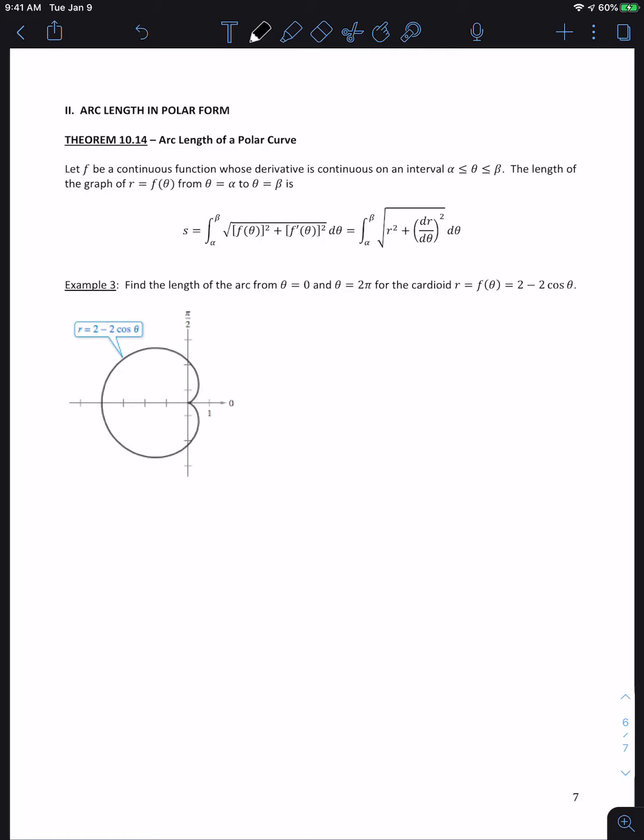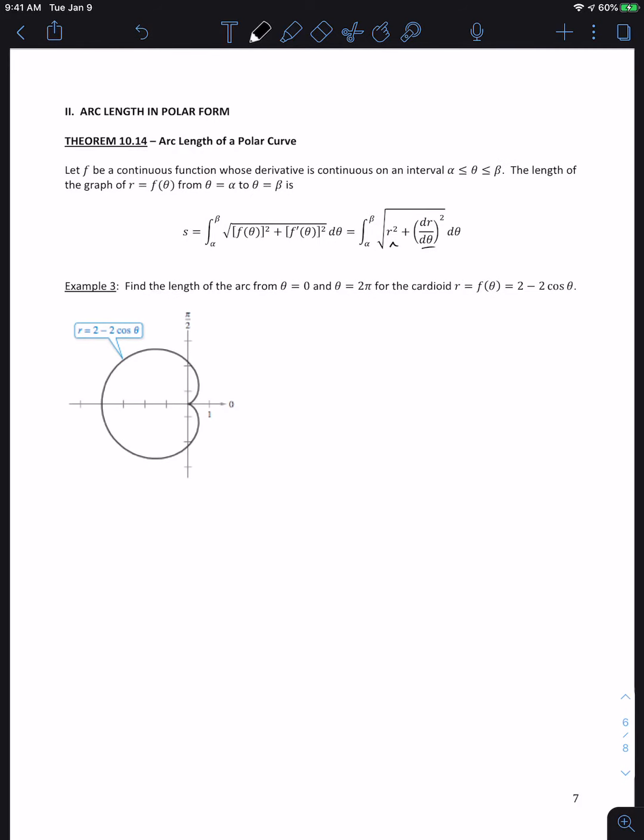Theorem 10.14. Let f be a continuous function whose derivative is continuous on the interval where theta lies between alpha and beta. Then the length of the graph r equals f of theta from theta equals alpha to theta equals beta is the integral of the square root of the function squared, or the radius squared, because the radius is the function, plus the derivative squared. In other words, we take r squared, because r is equal to f of theta, and then we take the derivative of the radius squared. So that is our formula. Again, it's kind of similar because it has derivatives in it, but not exactly the same.